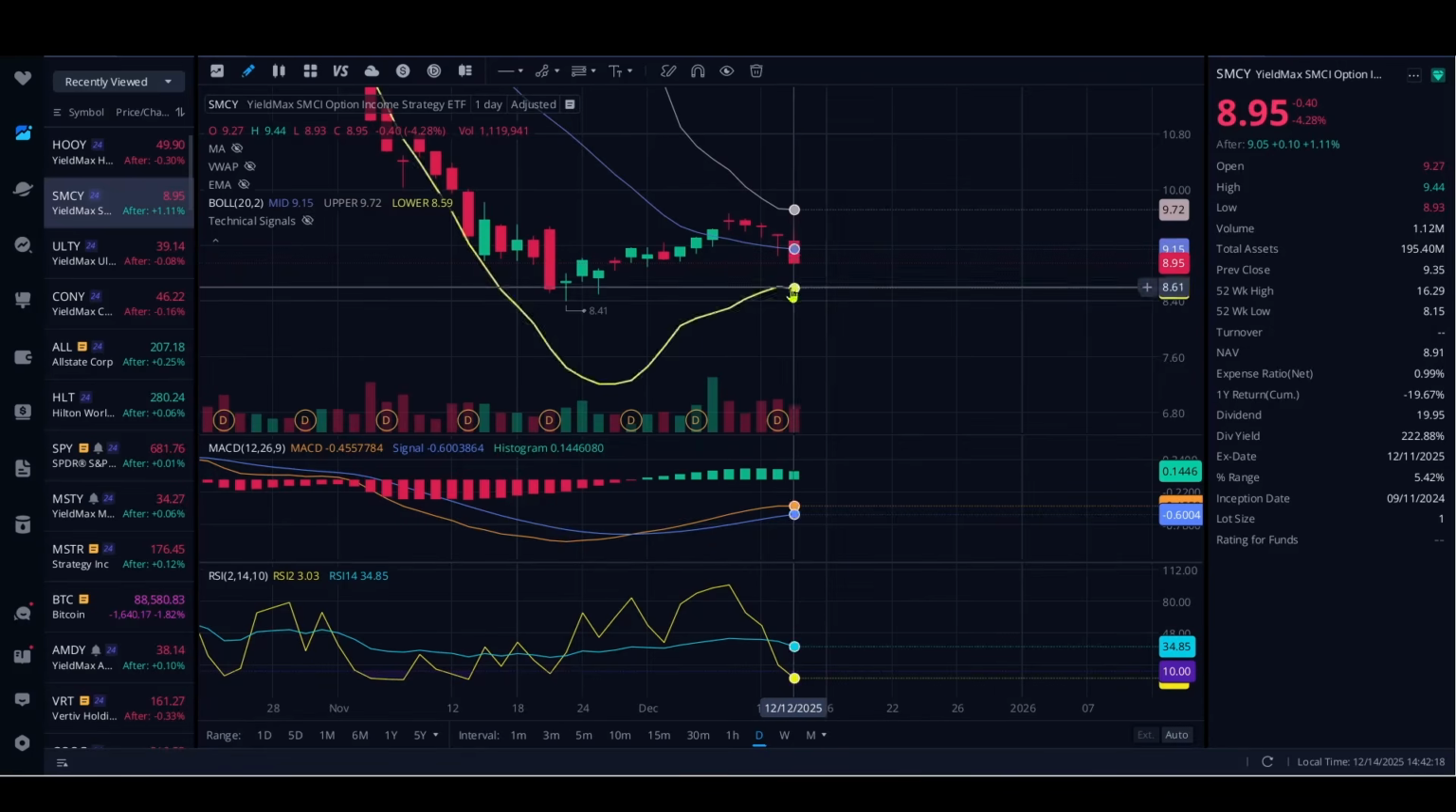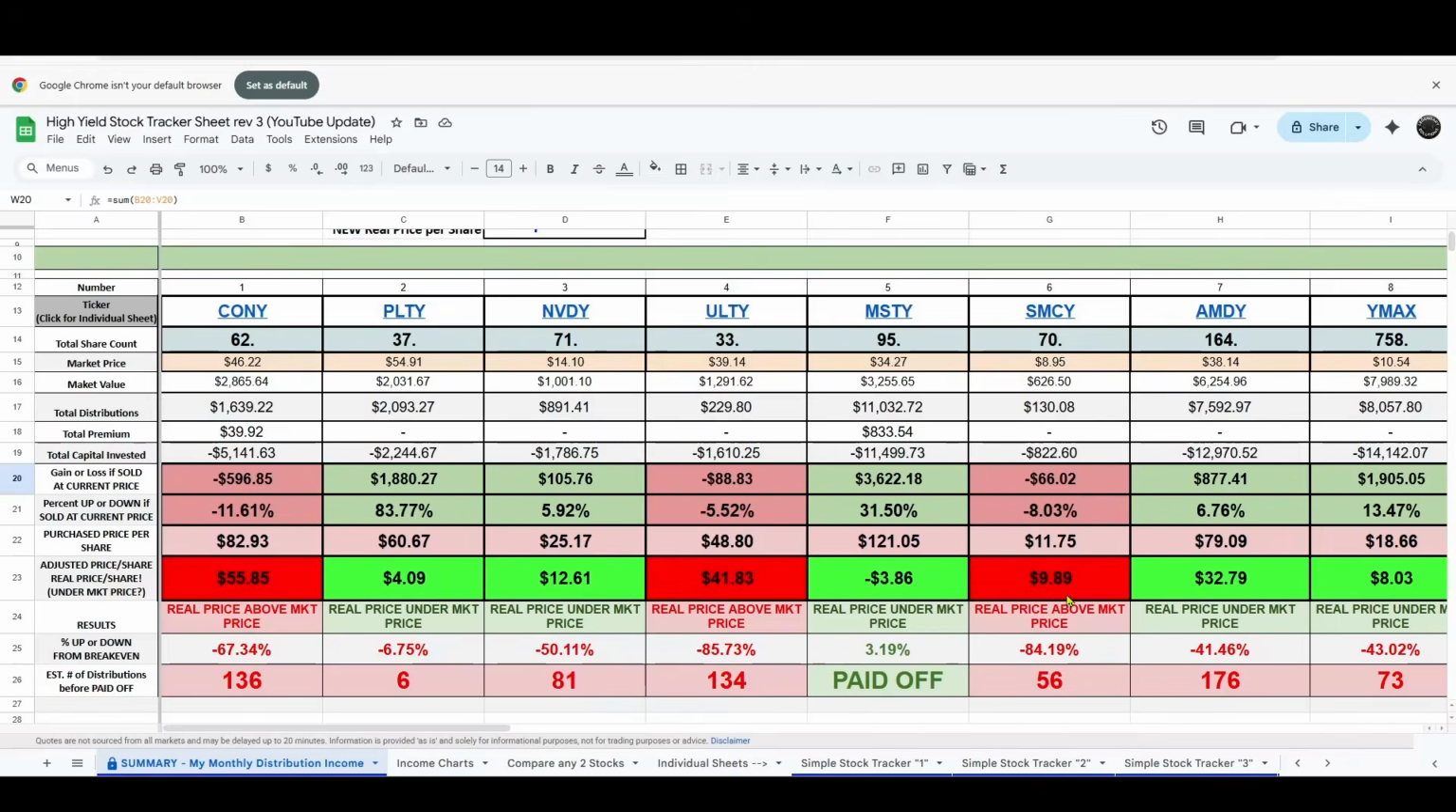And buying it under $9 when my real price per share for SMCY was $9.89, that would be helpful. But definitely, the lower the price, the better it's going to be as far as helping to bring this number of that real price per share down more.